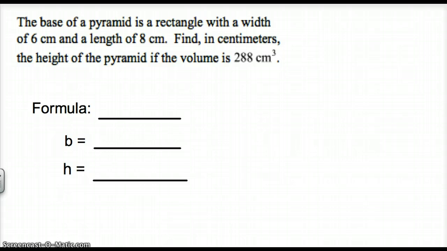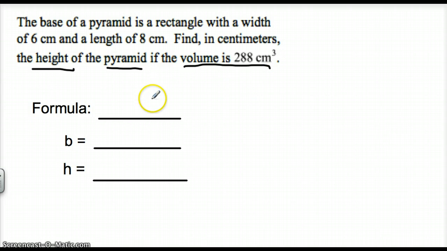They're a little tricky, but I think if we read through them and look for some clues, we're going to get the answers. So let's look at this first one. It says the base of a pyramid is a rectangle with a width of 6 centimeters and a length of 8 centimeters. Find in centimeters the height of the pyramid with a volume of 288.